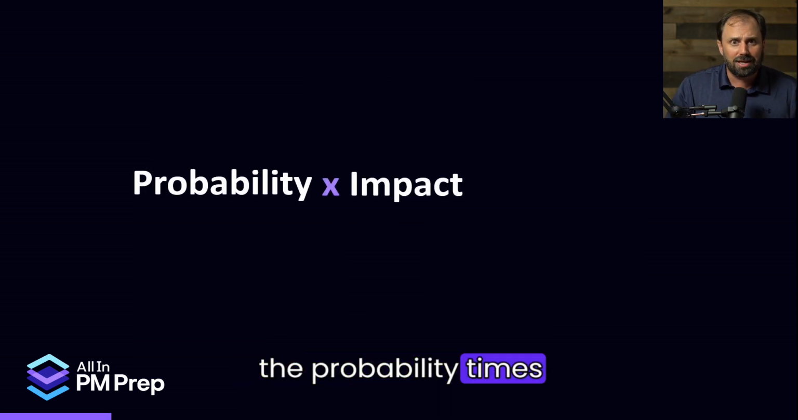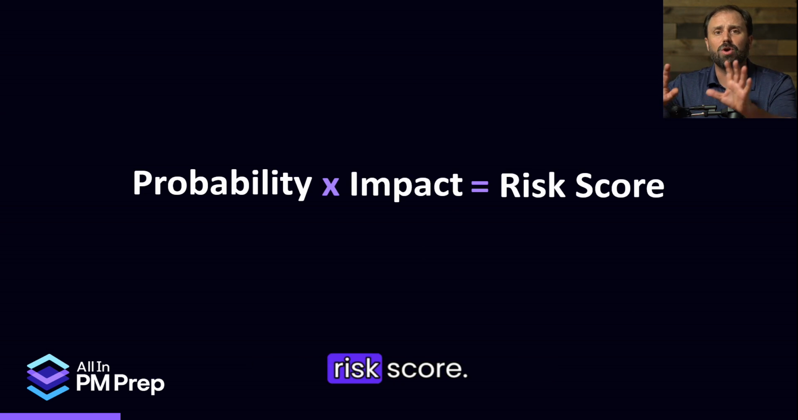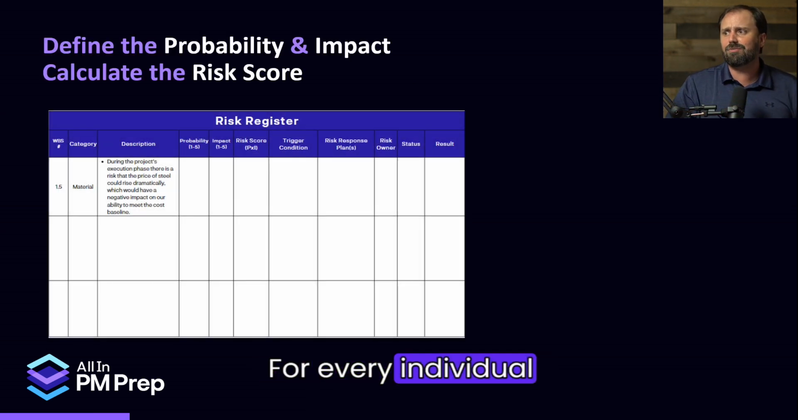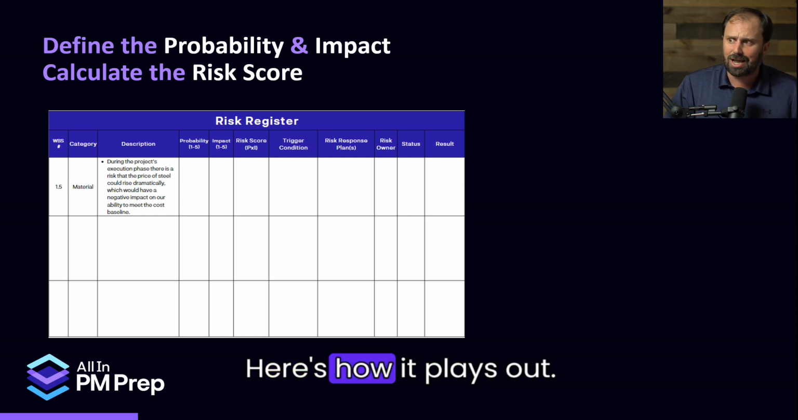Now, the probability times the impact gives us a risk score. For every individual risk, we're going to get a risk score. Here's how it plays out.